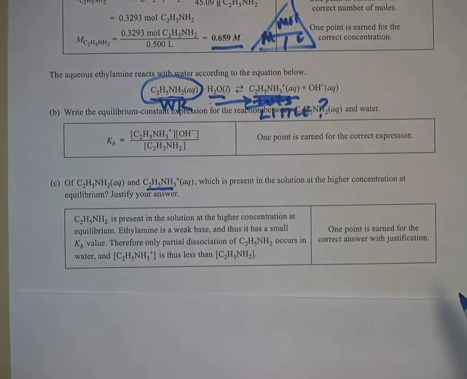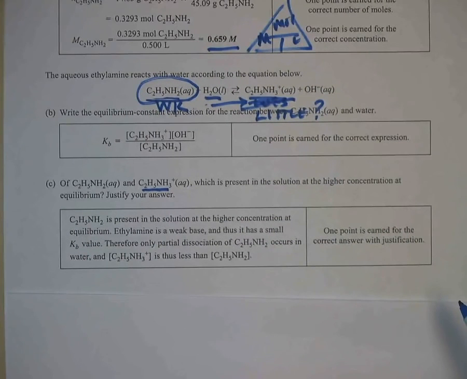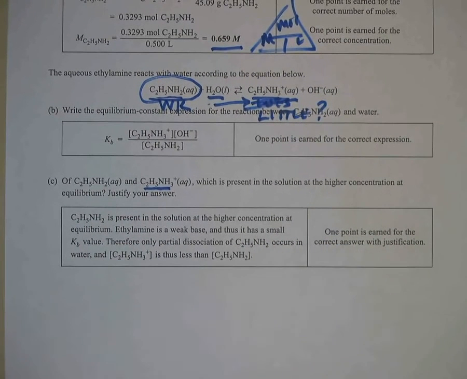C2H5NH2 is present in the solution at a higher concentration at equilibrium. Ethylamine is a weak base, meaning it has a small Kb value, therefore only partial dissociation occurs in water. You like that? They use the words partial dissociation. The rest of that problem went on and had some Chapter 17 stuff in it. Maybe we'll come back to it later.